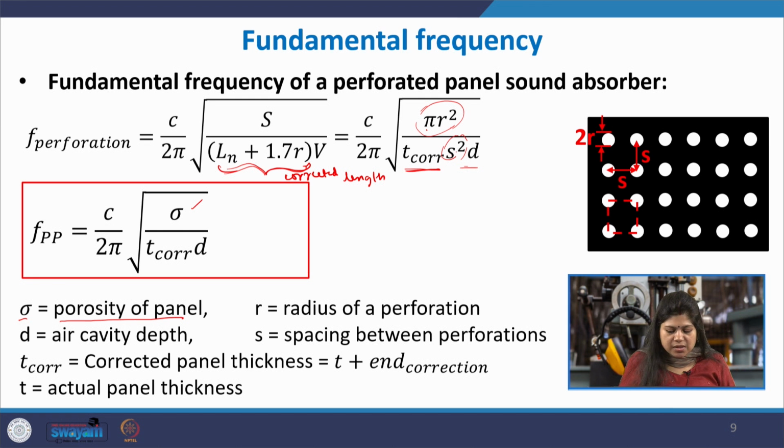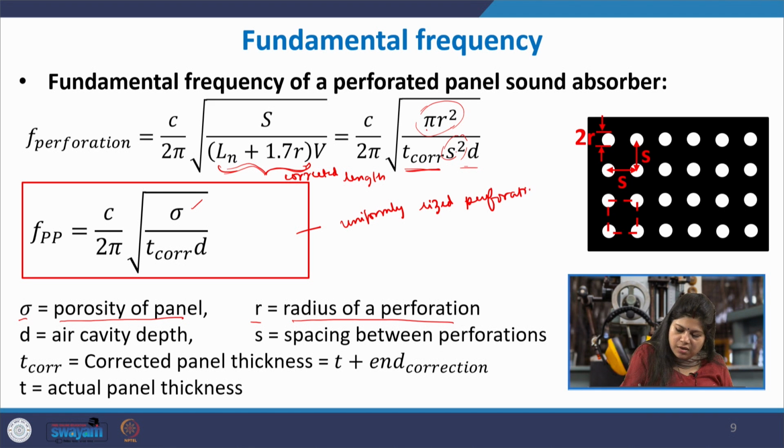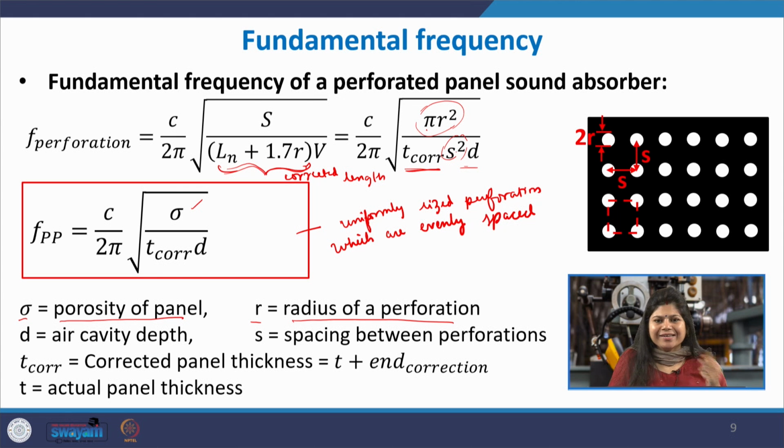Sigma is the porosity of the panel, R is the radius of a perforation. So, this is for uniformly sized perforations, and each perforation is evenly spaced. That is why we are able to define for the entire sheet using a single repeating unit, because the perforations throughout are of uniform size and they are evenly spaced.